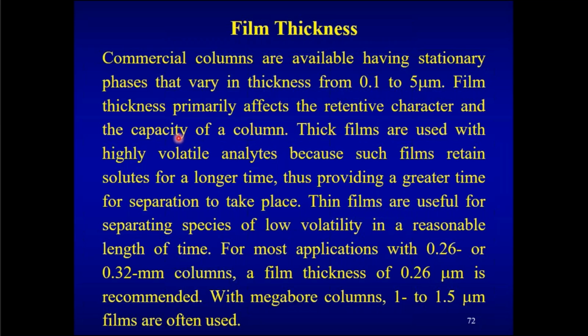Film thickness primarily affects the retentive character and the capacity of a column. If the thickness is more, the retention is longer, because more amount is retained and it takes longer time for it to go out of the thick film. The smaller the thickness, the movement in and out of the film is much faster, so retention time will also be shorter.